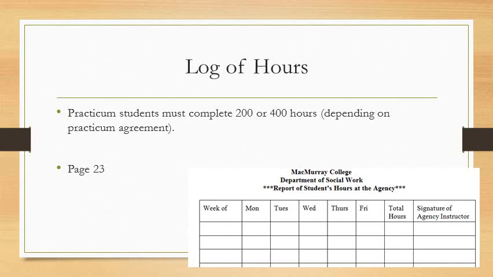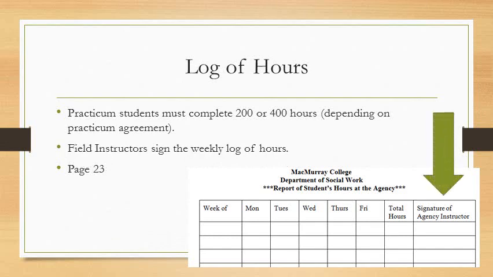The next piece of documentation that we will review is the log of hours. This can be found on page 23. Practicum students must complete 200 or 400 hours depending on the practicum agreement. The student is in charge of keeping track of the week and the hours of each day that the student completes practicum hours and totaling the hours each week. The field instructor signs the weekly log of hours in the designated section on the log of hours handout.